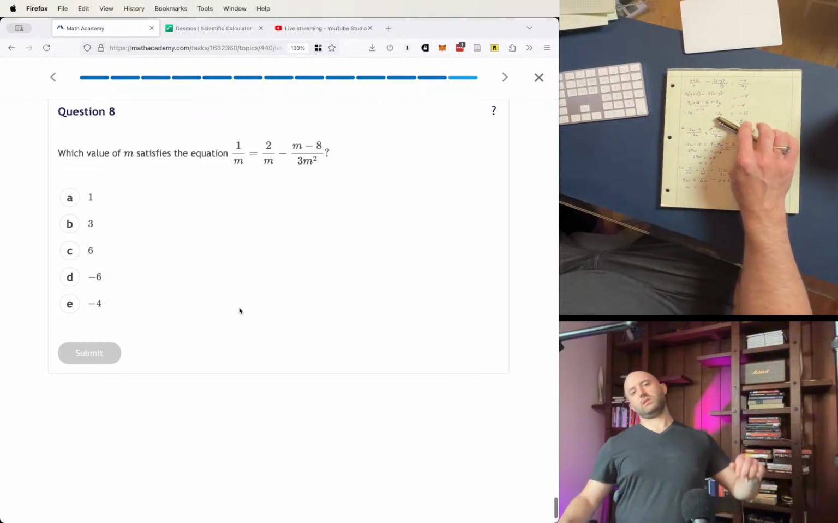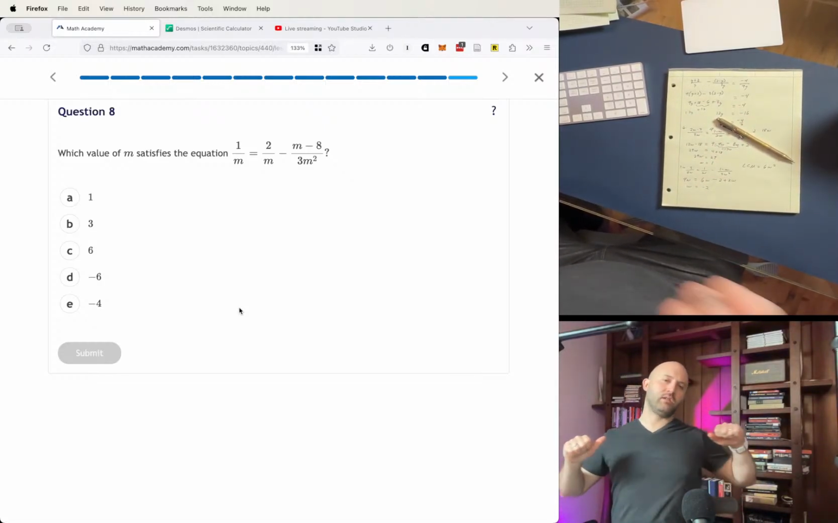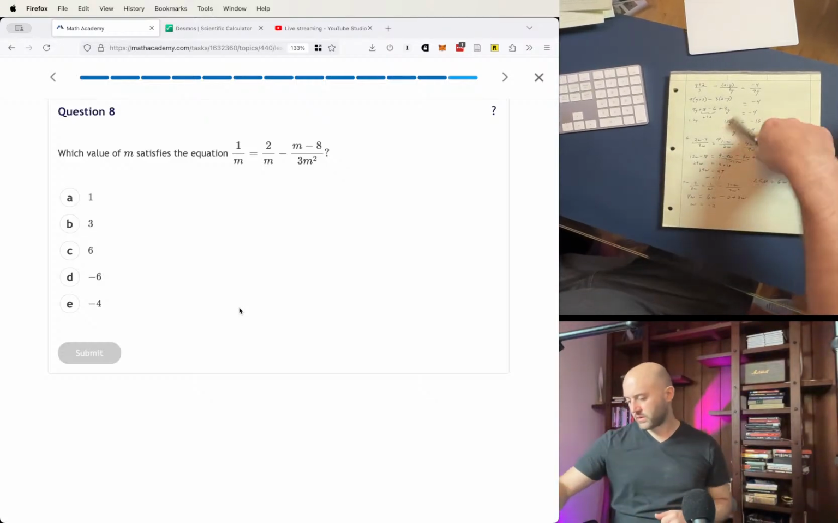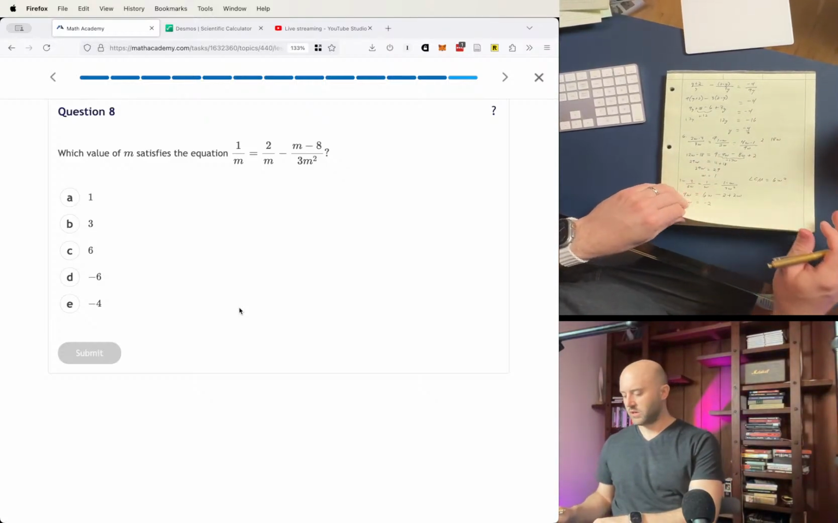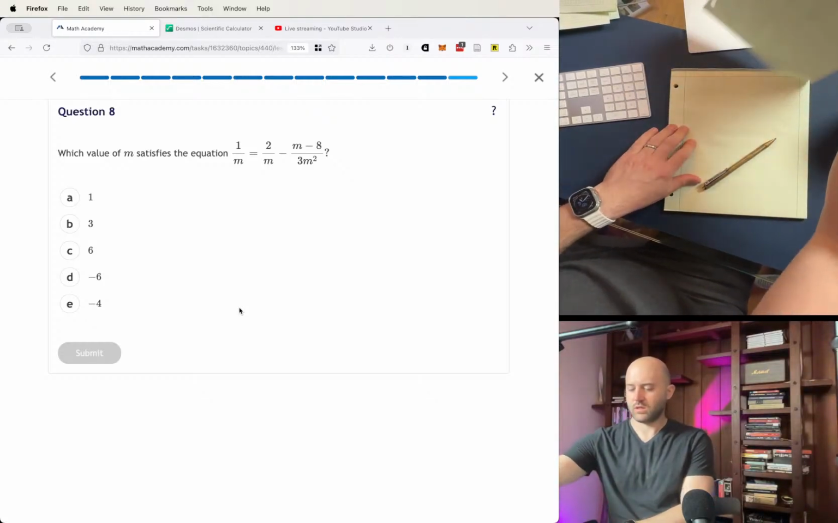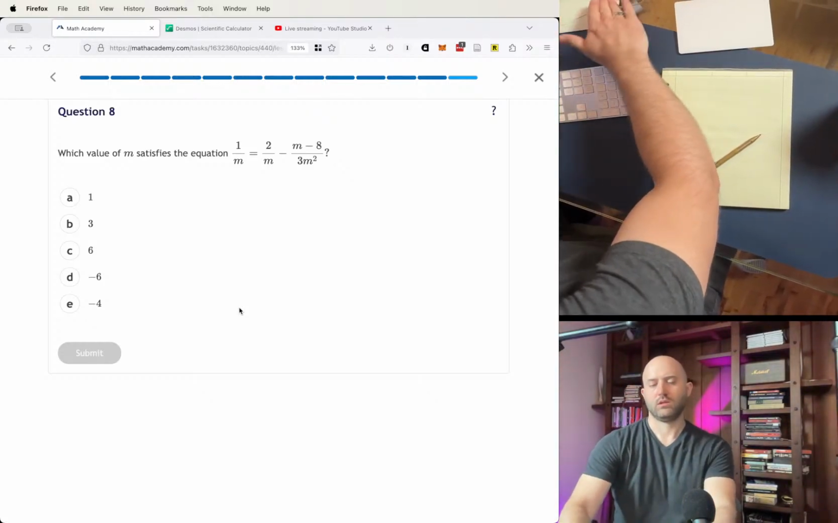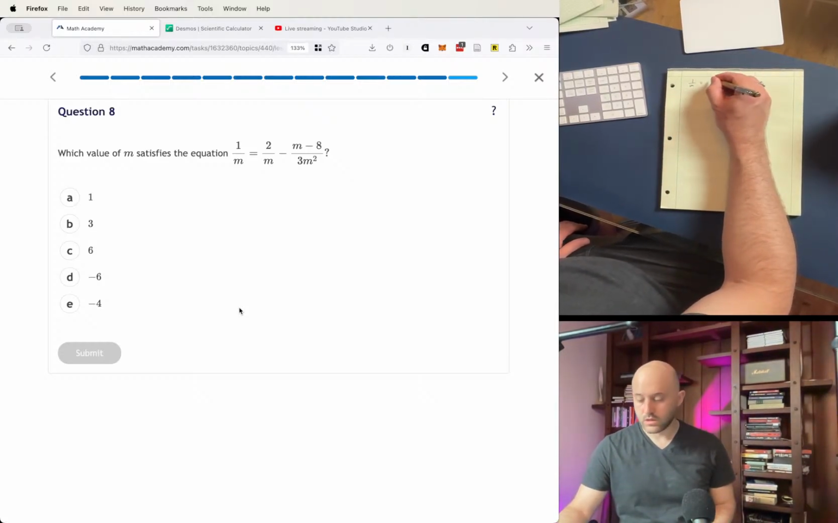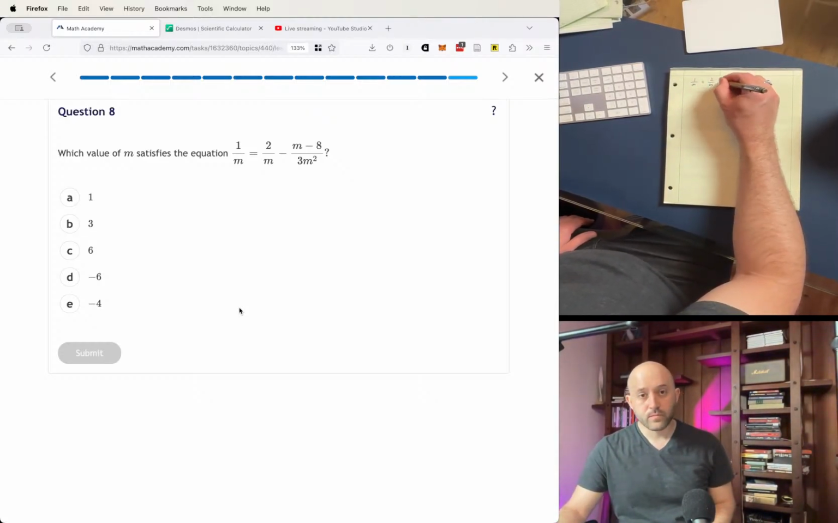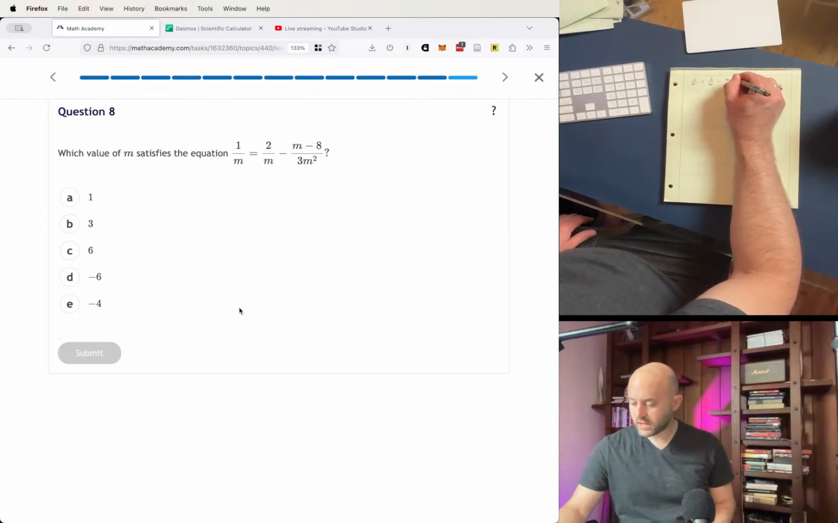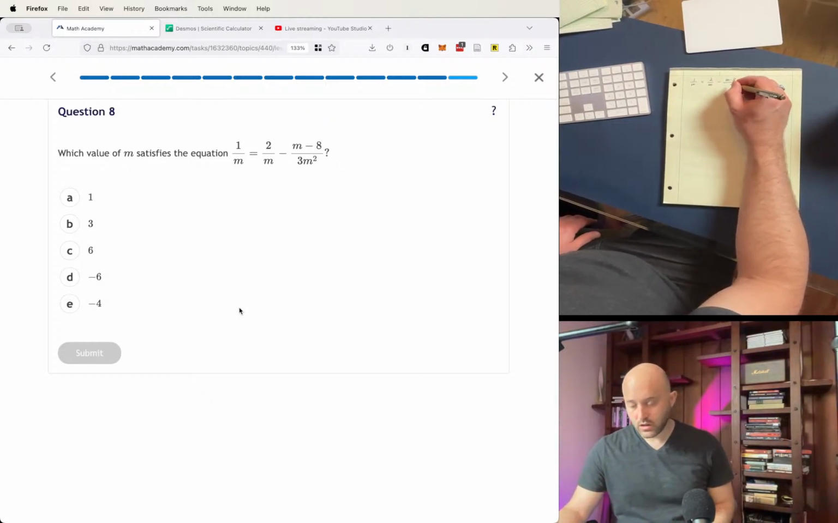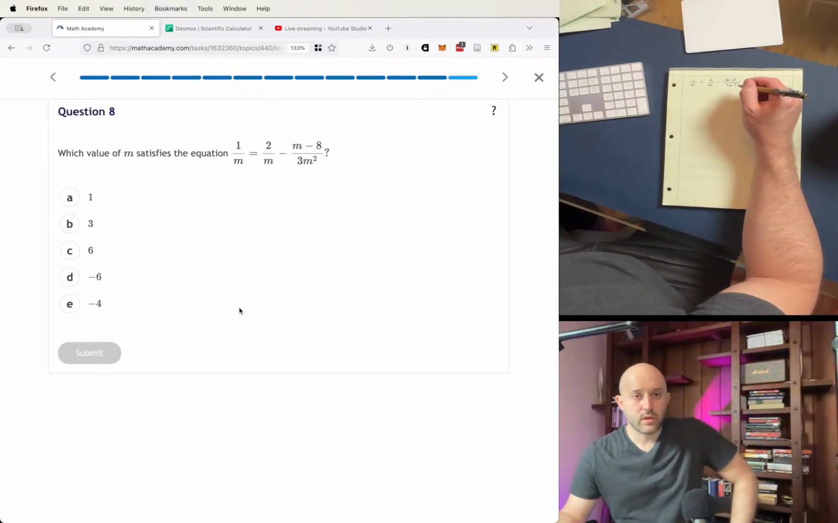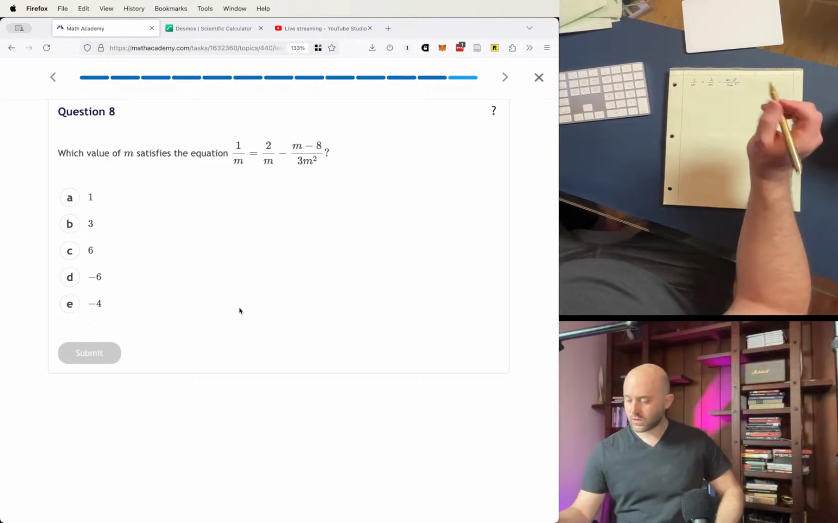Last question. And I've got them all right so far. So if I get this, I get the bonus. If I miss it, then I have to do extras. Let's not mess this one up. Come on. We need a new piece of paper for this. Last one. Drum roll. Let's do it. 1 on m equals 2 on m minus (m minus 8) on 3m squared. Remember, m can't equal 0. That's not one of the answers here. Okay.